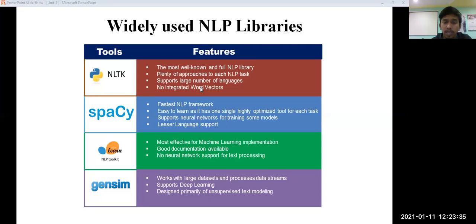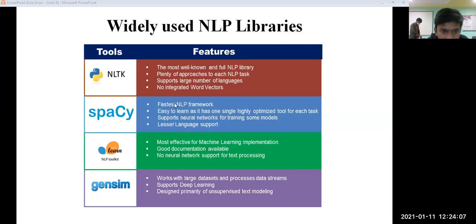So it supports a large number of languages like English, and some regional languages it will also be supporting, and you can use your own syntaxes or libraries to develop your own syntax, your own languages also. So it is not integrated with word vectors, and that is one tool which is used with respect to your NLP. And next one is Spacey, the second important tool or library which is used with respect to your natural language processing.